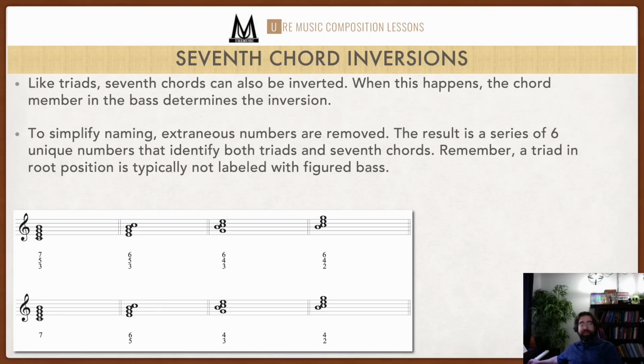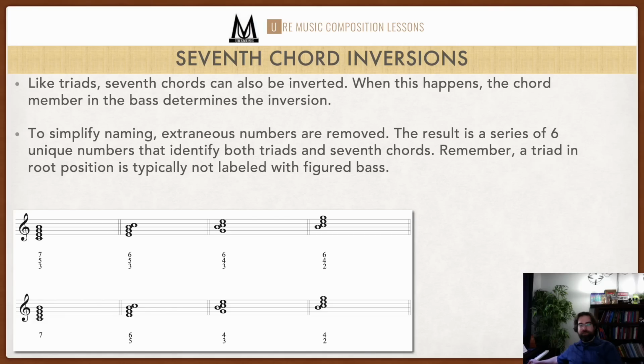So we already have a triad called the 6-4. That's your second inversion triad. So we don't want to use that again. So what we do is instead of having a 6-4 triad, we just take off the 6 and we call the second inversion seventh chord a 4-3. You'll notice the fifth is in the bass.